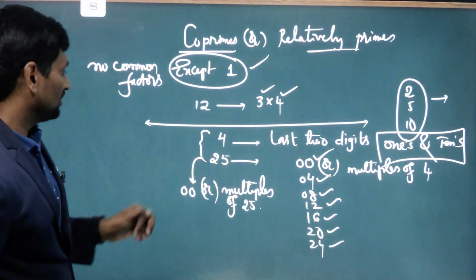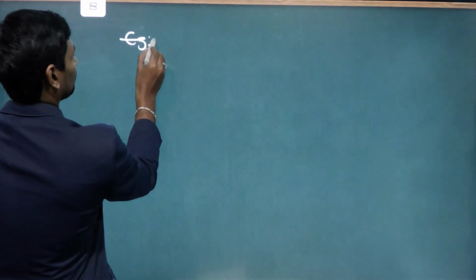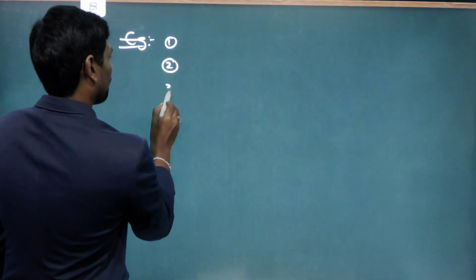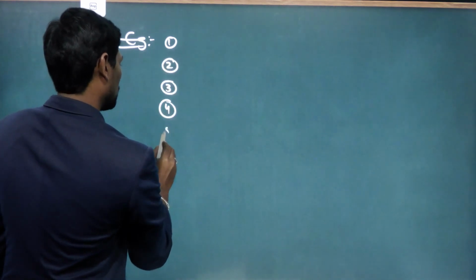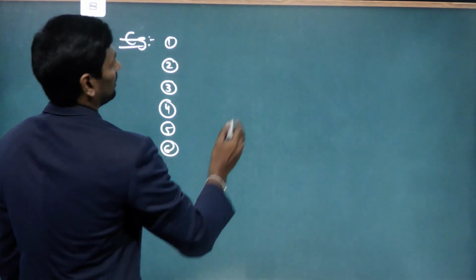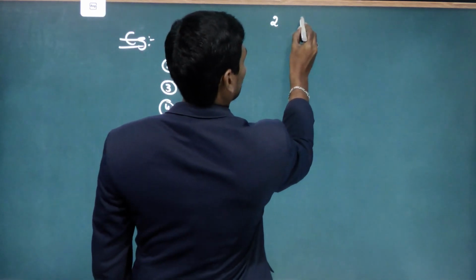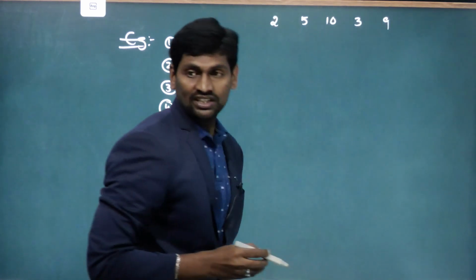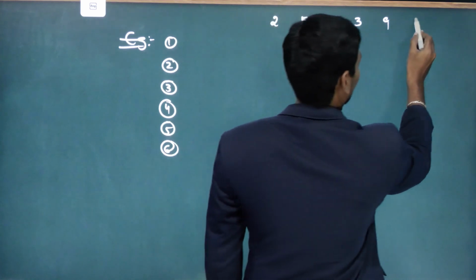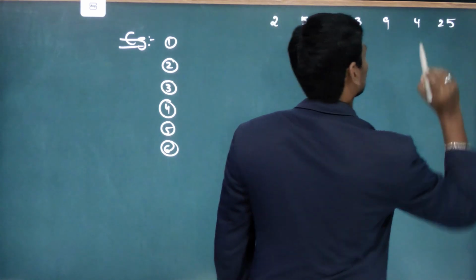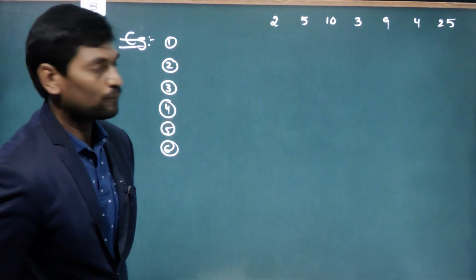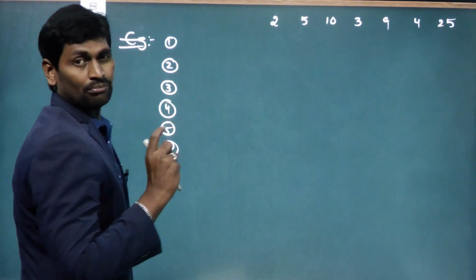Clear? Let us see one example. So I'll write some composite numbers, and let us check whether they are divisible by each rule or not. Until now we have discussed the 2 rule, 5, 10, 3 and 9 also, and 4, 25. Right. So let us check all this together. I'm giving some numbers randomly.